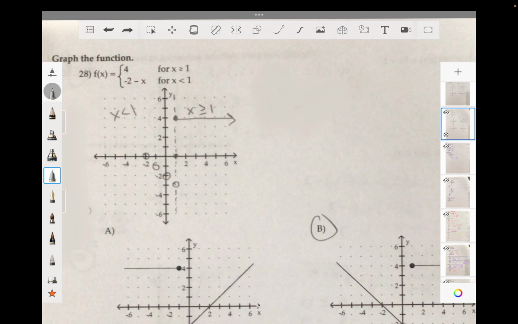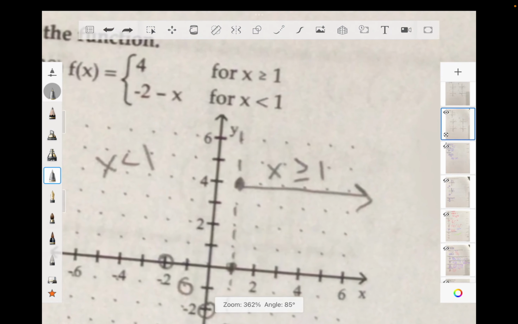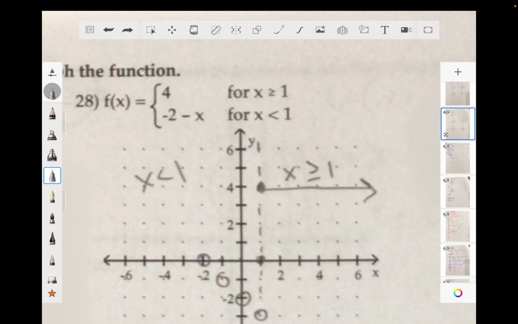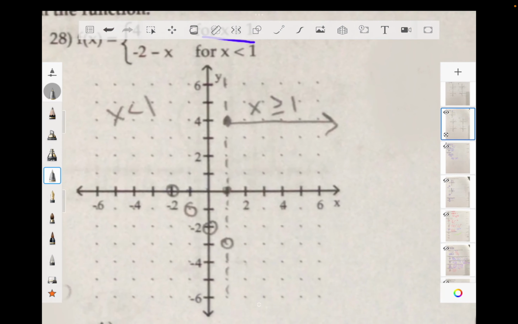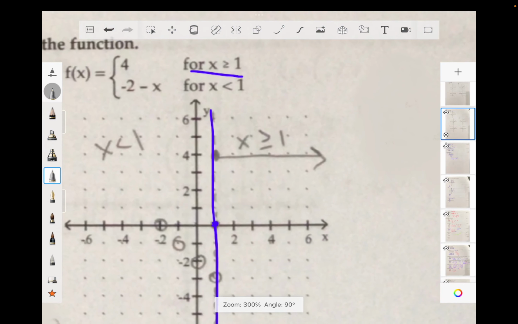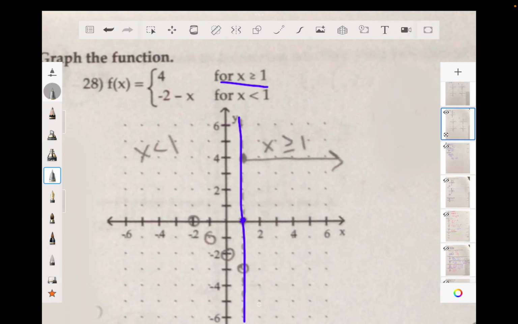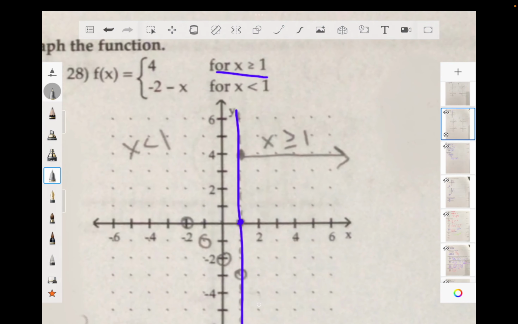So, this is a piecewise function. And so let's look at it first. From f of x, when x is greater than or equal to 1, right? So from when x is greater than or equal to 1, so this point right here, f of x, or the line, is equal to 4. Okay, so that means it's just going to be this straight line, which you already wrote down.